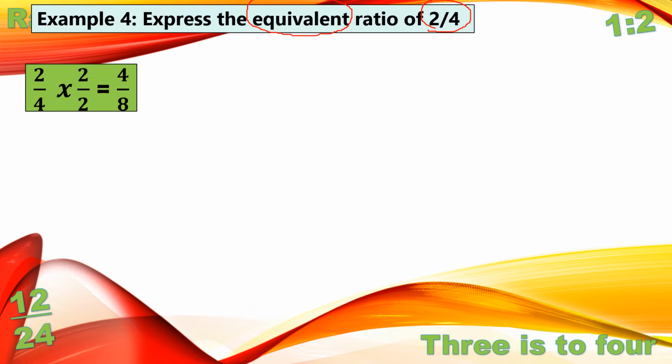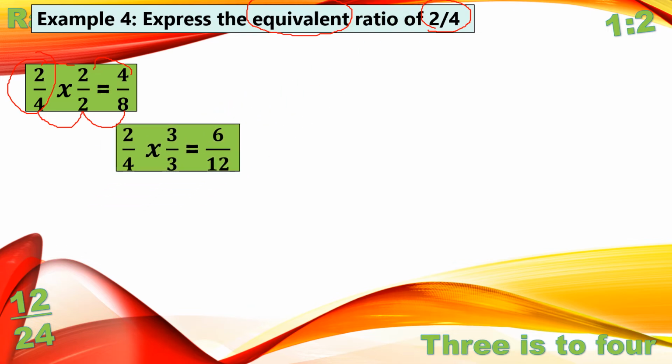So, 2/4 times 2/2 equals 4/8. So, saan galing yung 2/2? Pwede natin siyang i-multiply ang 2/4 dun sa 2. So, 2 times 2 equals 4, and 4 times 2 equals 8. So, kapag dinivide natin, 4 divided by 2 equals 2, and 8 divided by 2 equals 4. So, it is 2/4.